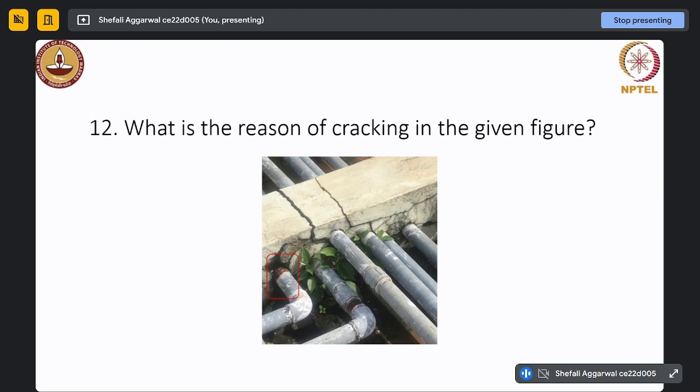Vegetation is there over our concrete beam, and we know vegetation roots will cause expansion and cause the cracking. So main reason is water only, water leakage. Water leakage is only causing vegetation as well as corrosion. So you are right, corrosion of pipe and the vegetation growth. And reason for both of these things is due to the water leakage from the pipes.